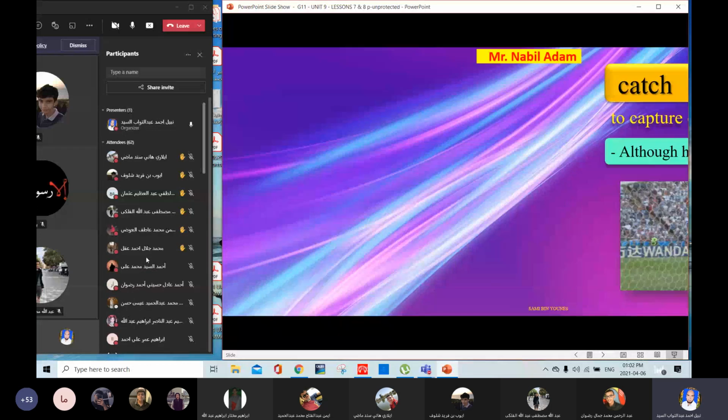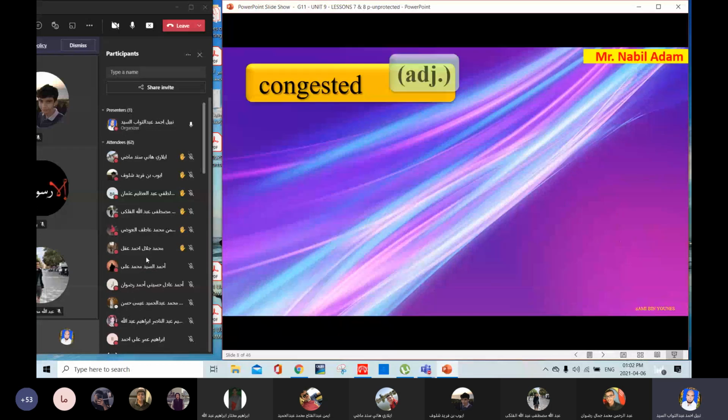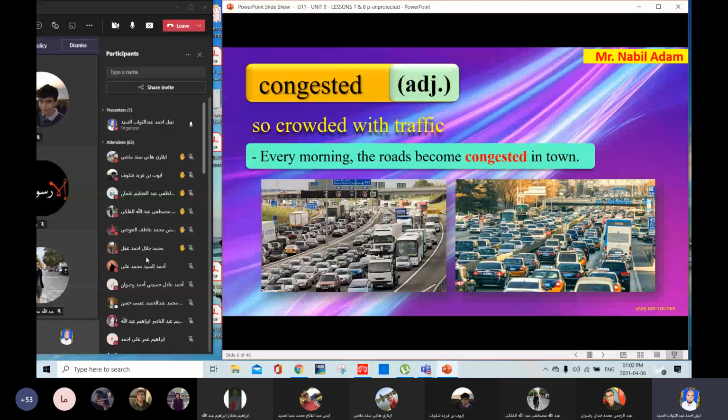Congested. It's an adjective describing places or roads. So these roads and streets are so crowded with traffic. There are too many cars, buses, vehicles, etc. Every morning the roads become congested in town. Congested, crowded.